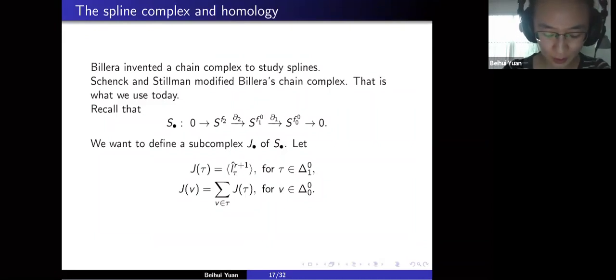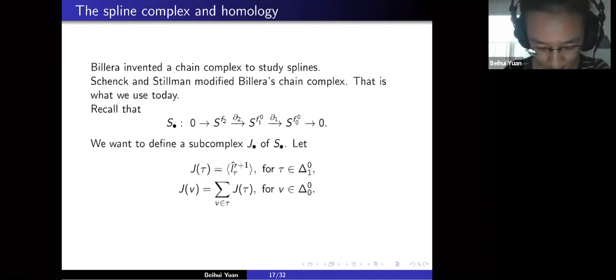And next, I want to introduce the main tool we use to attack the dimension problem. That is called Billera's chain complex. It was invented by Billera, and it was modified by Schenck and Stillman. And that is what we use today. And just 2 pages before, I defined this chain complex. And now we have to define a subcomplex of this one. Let's call this G bullet.